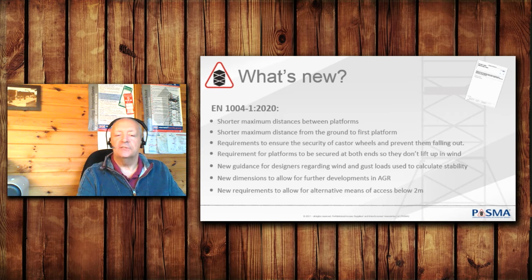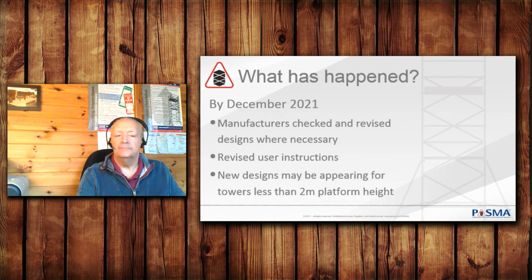Different dimensions for side protection will allow for further developments in advanced guardrail systems. And new requirements will allow for alternative means of access below 2 metres. Lots of good things that will help to make mobile towers even safer. But what happens now?